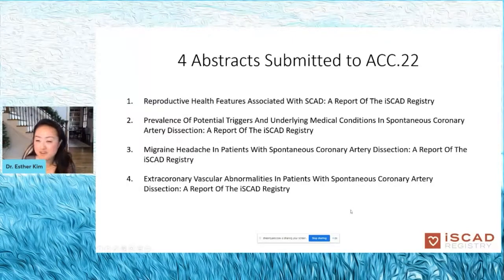I'm very happy to announce that we submitted 4 abstracts to the American College of Cardiology meeting. We'll be hearing whether or not these were accepted, hopefully shortly. But to give you a sense of the types of research that we are doing, one abstract was on reproductive health features associated with SCAD. Another one was the prevalence of potential triggers and underlying medical conditions in SCAD. The third was migraine headaches in patients with SCAD. And then lastly, extracoronary vascular abnormalities in patients with SCAD. So hopefully at the next patient meeting, I'd be able to show the results of these studies with you.